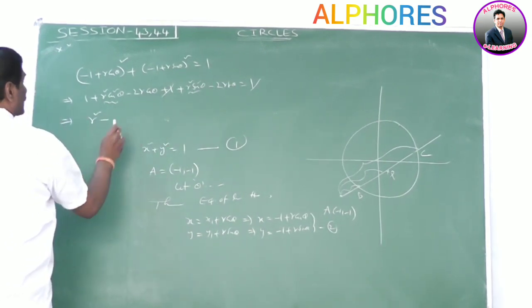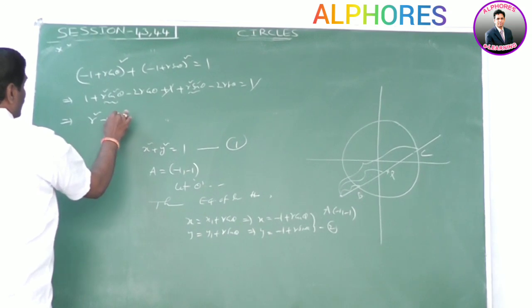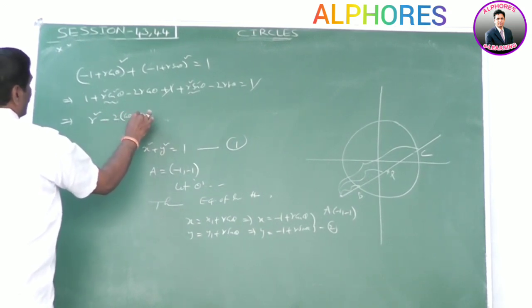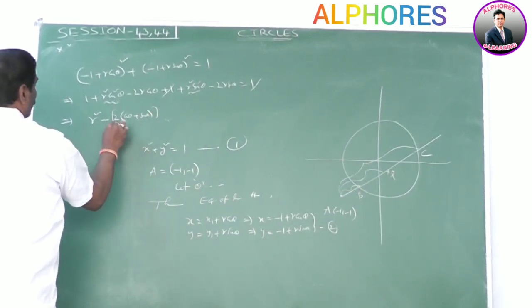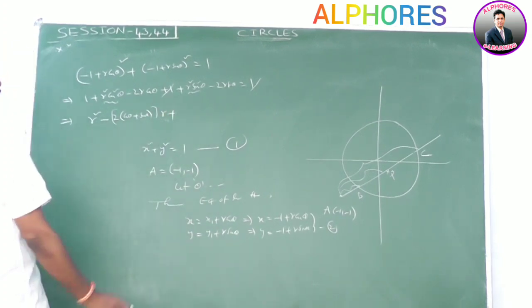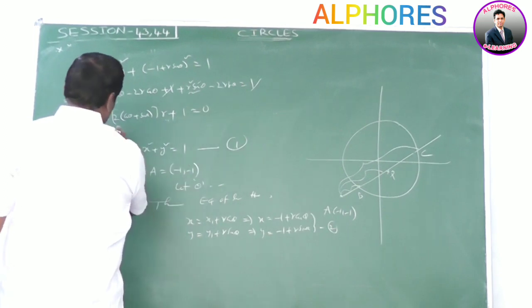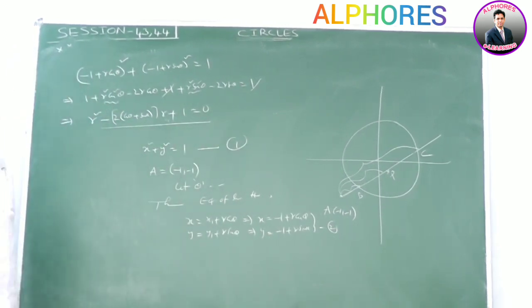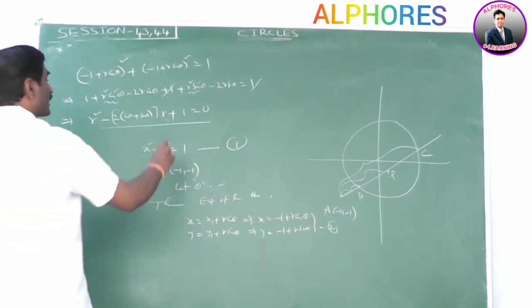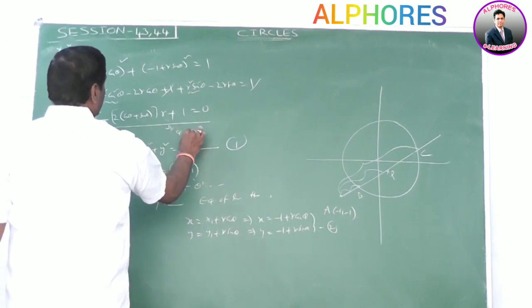What is the common term? 2r is the common term. That means minus 2 into (cos theta plus sin theta) into r. Plus the remaining values: plus 1 is equal to 0. Please observe this equation. It is the quadratic equation in r.